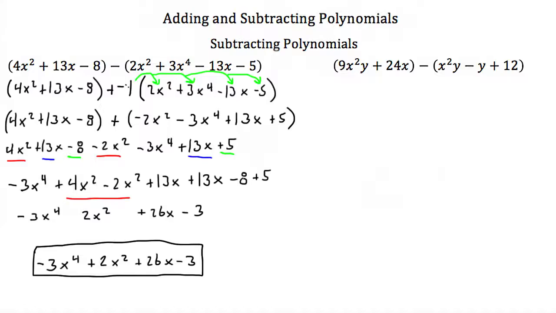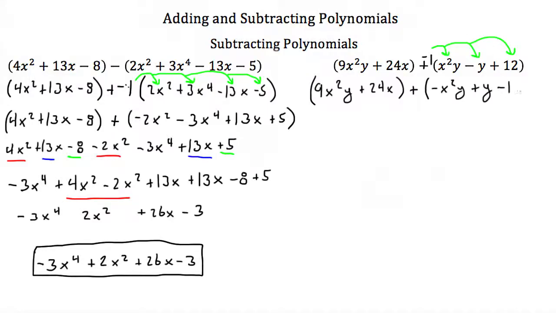We have 9x squared y plus 24x, and we're going to subtract x squared y minus y plus 12. Now again, think of this as adding -1 times this set of parentheses. And if we do that, we have to distribute this -1 through multiplication to all these terms. So if we do that, we end up with 9x squared y plus 24x plus -1 times x squared y would be -x squared y. -1 times a negative y would be a positive y. And -1 times 12 would be a -12.